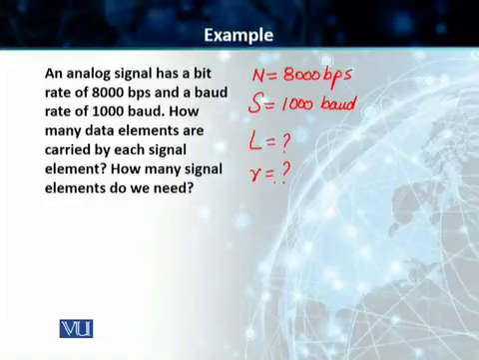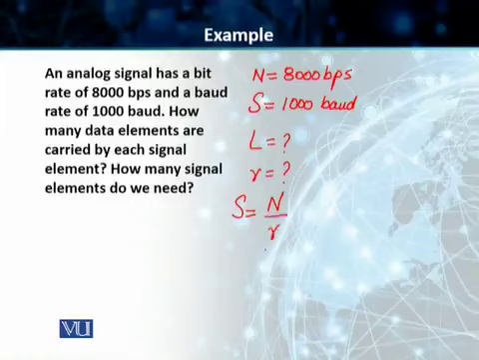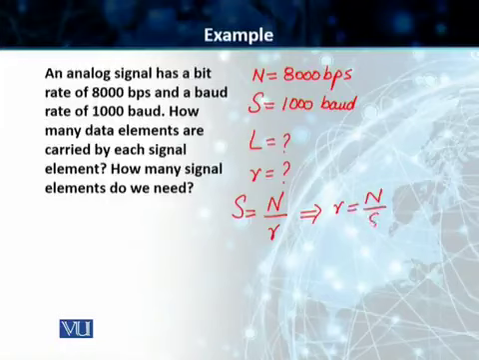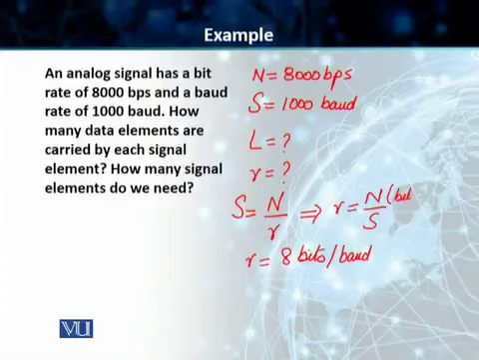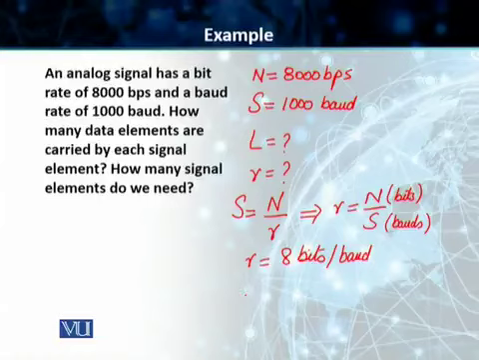Now, starting off, we know that S is equal to N divided by R, and from this we can deduce that R is equal to N divided by S, and so R is equal to 8 bits. 8000 divided by 1000 is 8 bits per baud. Students, the unit of data rate is bits, and you have bauds here. So we are going to be sending 8 bits per baud. So the ratio R is 8.